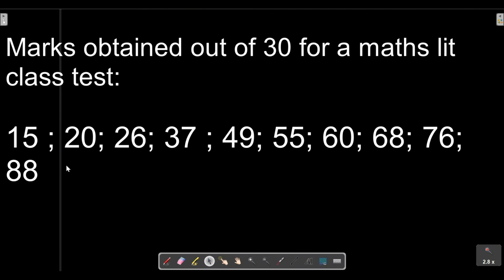What do I mean when I talk about a five number summary of a set of data? Let's say, for example, you are given a set of data. I'm going to stick to this example. Let's say the following marks represent the marks out of 30 for a maths lit test that 10 learners obtained in a class.